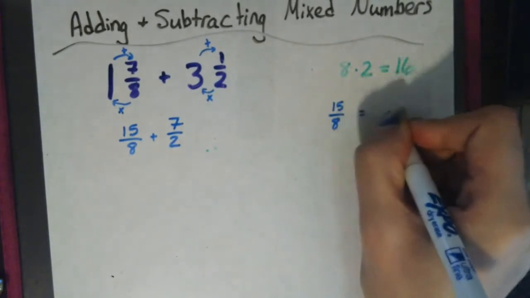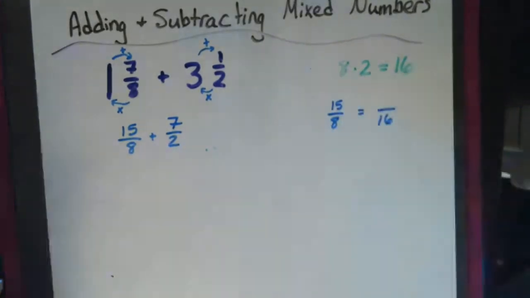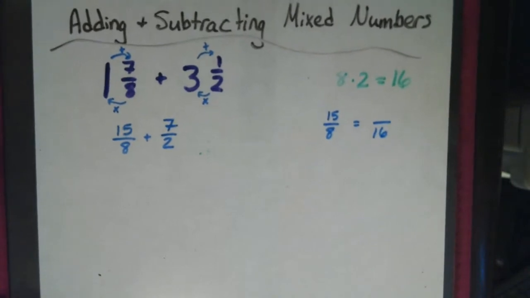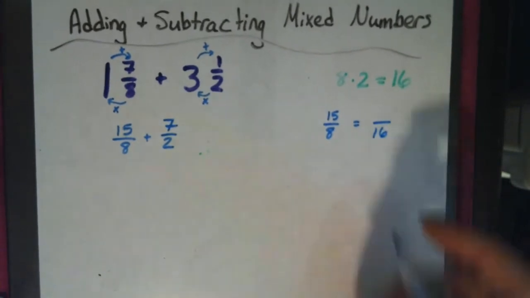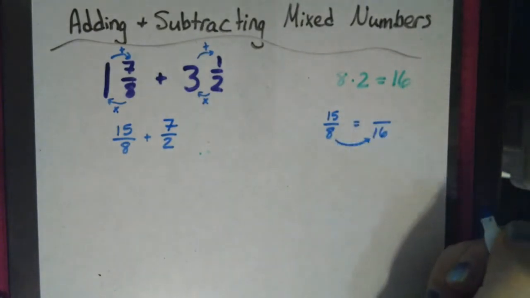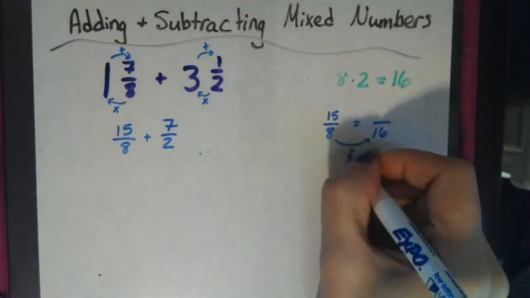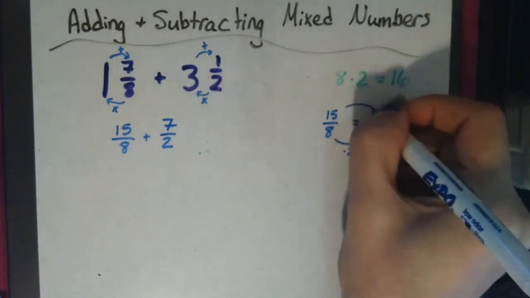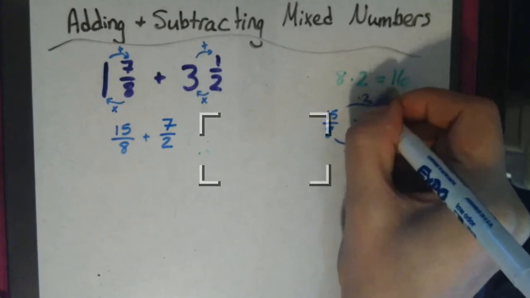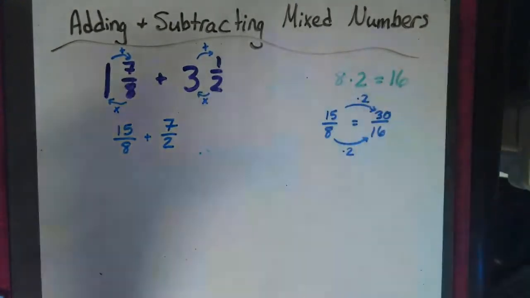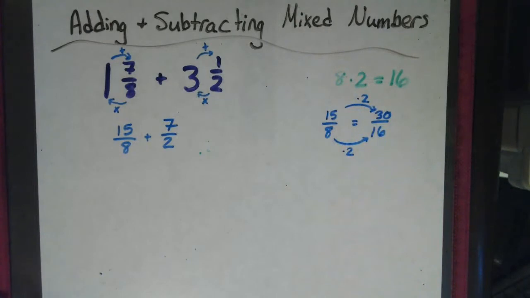I want to write it as some fraction over 16. I want it to have the same value, I just want it to have 16 in the denominator. So how do we get from 8 to 16? We multiply by 2. If I do that to the denominator, I also need to do that to the numerator so that it stays equal. 15 times 2 is 30. So 15/8 is equal to 30 over 16.